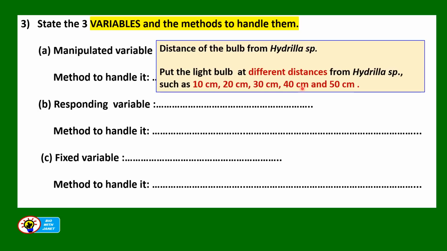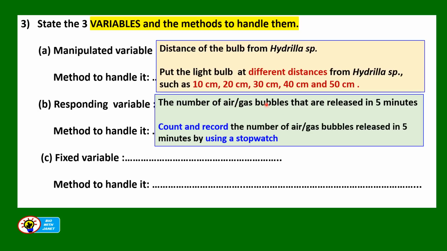Write this down. It's very important. Okay, all the values that you use for the MV. Now, the responding variable is the number of air or gas bubbles that are released in 5 minutes. Take note that I'm using the sub RV, not the main RV, which is the rate of photosynthesis. Because if you write the rate of photosynthesis, you have to mention that you have to calculate the rate by using the formula number of gas bubbles divided by the time in minutes. So it's easier to explain the sub RV, which is the number of air bubbles released in 5 minutes.